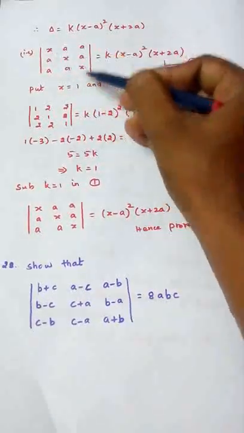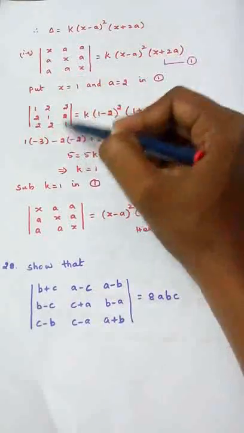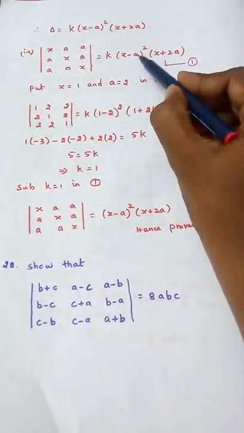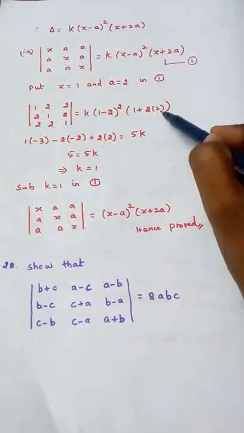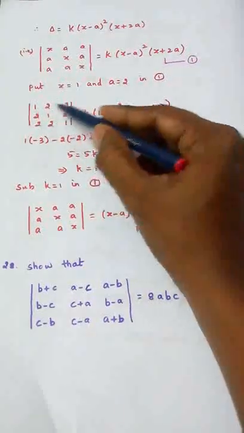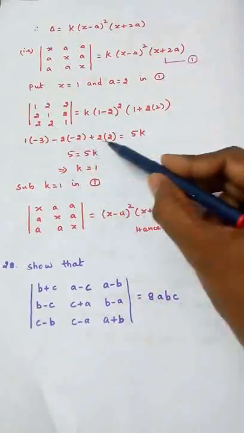Wherever x is there, 1, 1, 1. A means 2, 2, 2. Here also x means 1, 1 minus 2 whole square. Again 1 plus 2, a in place of a, 2. Expand this determinant, you will be getting this line.